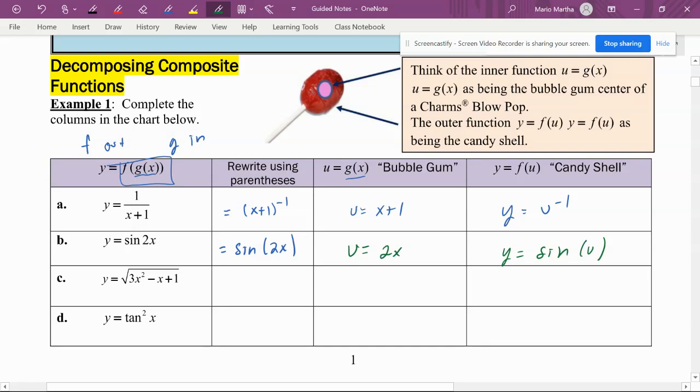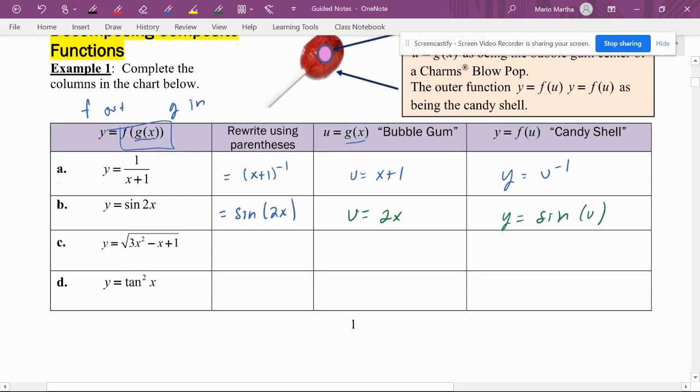All right. So again, we're breaking down the problems into simpler steps, right? And then again, we still haven't taken the derivative yet. We're just learning how to break it down, right? So identify what's the outer, what's the inner function. So again, let's rewrite the next one. We have c is y equals the square root of 3x squared minus x plus 1.